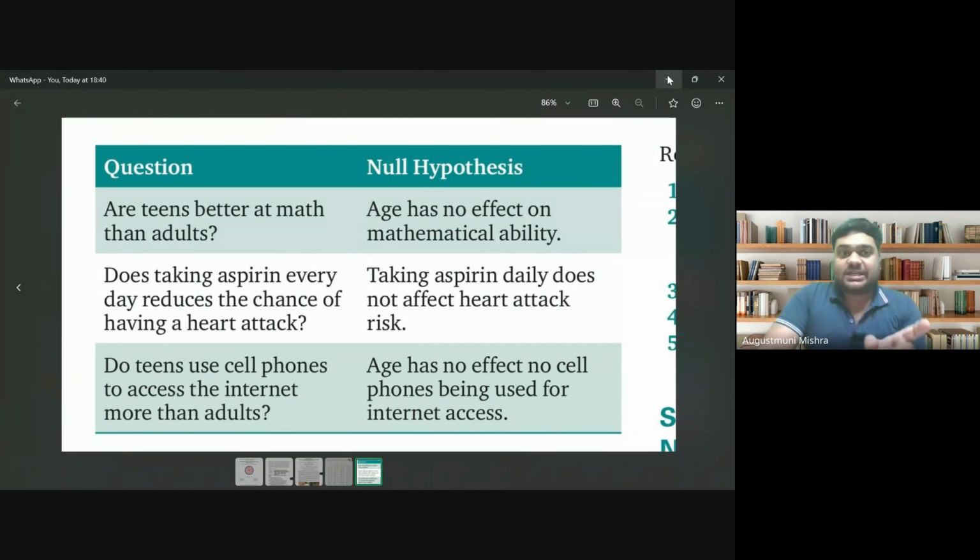For example, many questions were raised about the COVID vaccine. If I say that the COVID vaccine creates some bad effects for the human body, then for that I will prepare the null hypothesis: taking COVID vaccine doses does not affect the human body. Similarly, I have prepared the question like that.